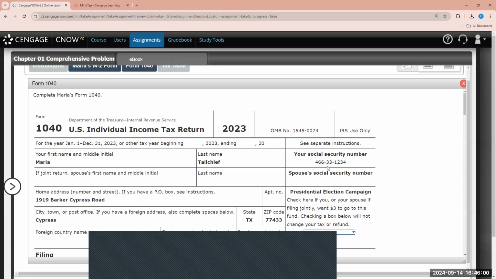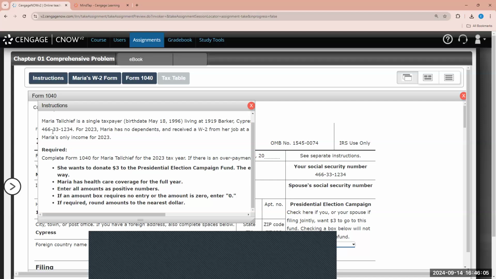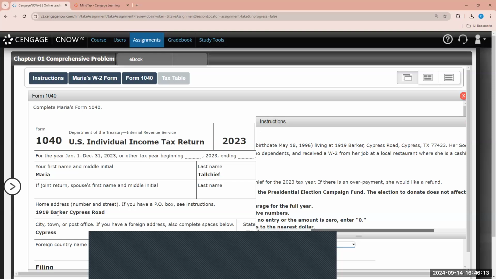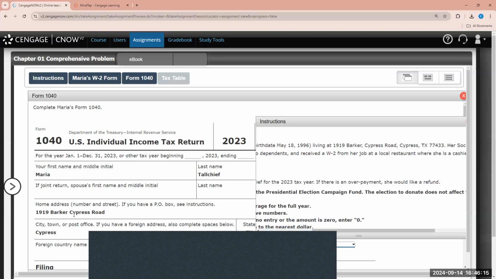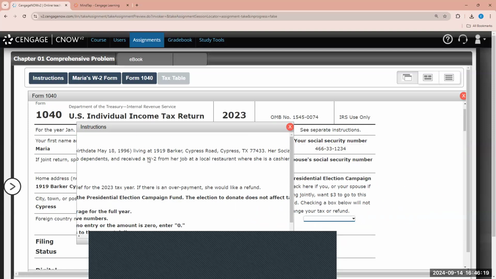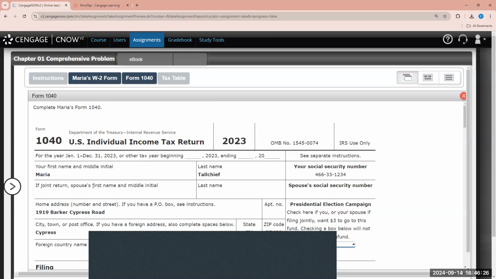So 466331234. We just double check 466331234. We make sure that the spelling of her name is correct, Maria Tallchief. We check for the address. It shows 1919 Barker Cypress Road, Texas, zip code 77433. All right. So if Maria were married, here it says if it's a joint return, spouse's first name, middle initial, last name.